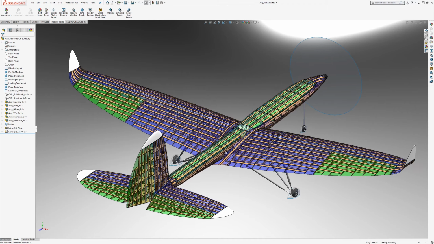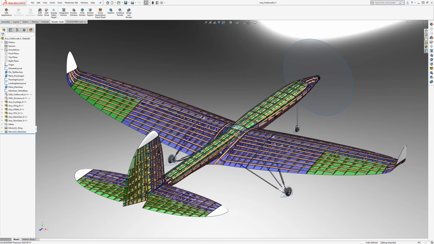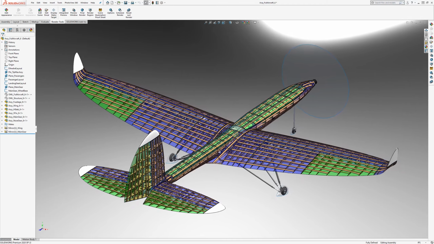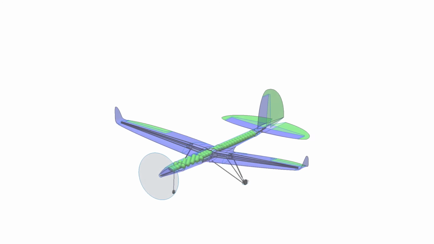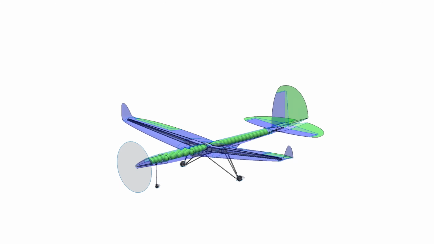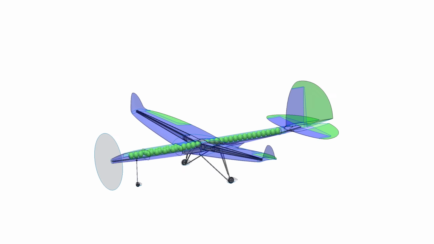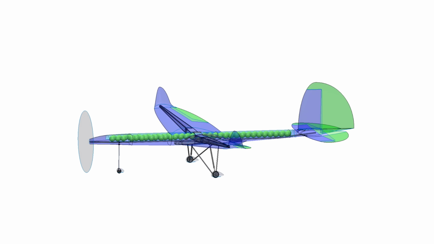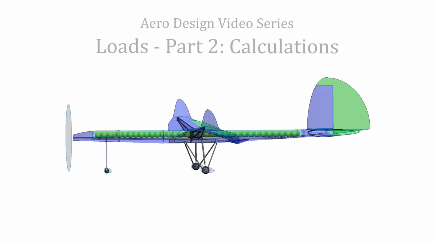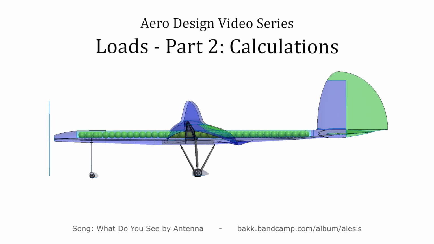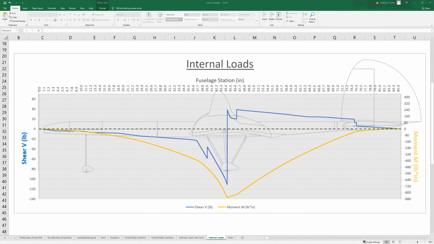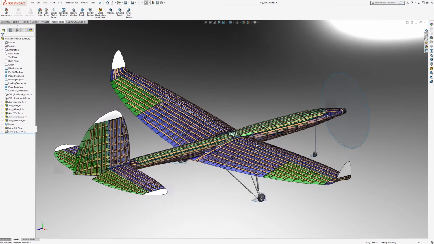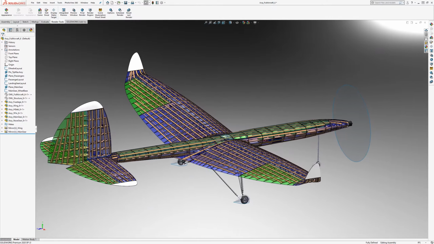In this video, we're going to calculate the loads for the fuselage of this aircraft. That will be needed to design and finalize its structure. So here we see a final detailed design.